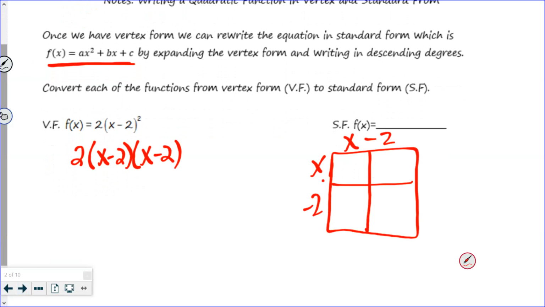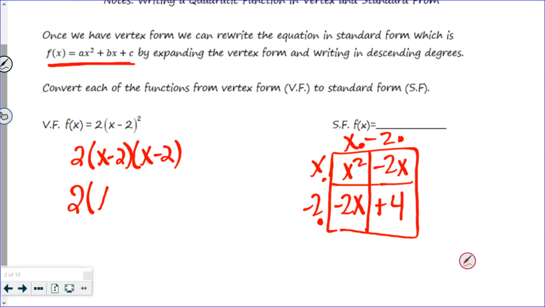So we got x times x gives me x squared. And then x times negative 2 would give me negative 2x. And then this x times this negative 2 would also give me negative 2x. And finally, negative times the negative is positive, 2 times 2 would be 4. So this is really 2 times everything that's in these boxes we add up, if you remember.